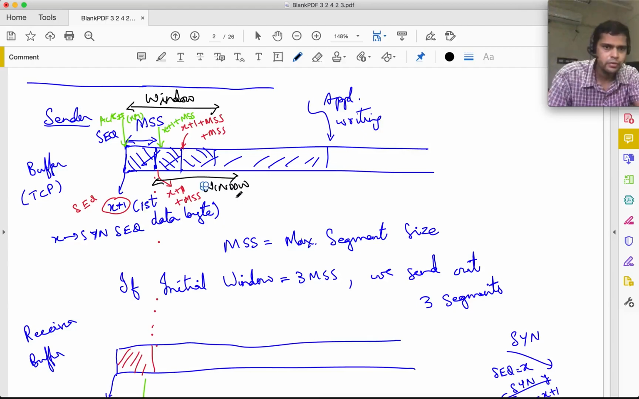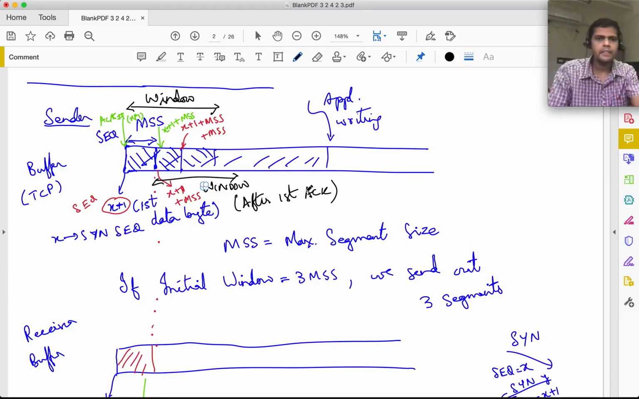So this is the window after the first acknowledgement. So this is good for us. I could push the window to the right, which means I can also send out some more data. I can send this data out now.